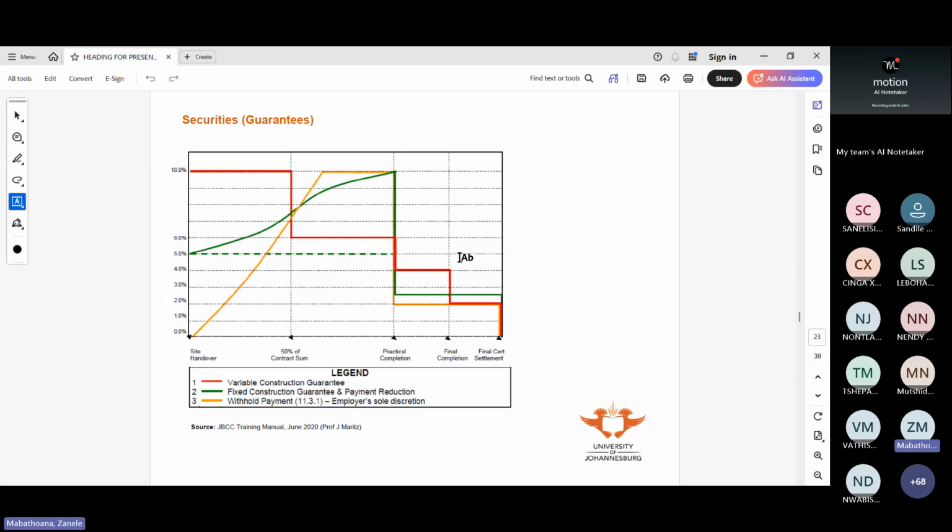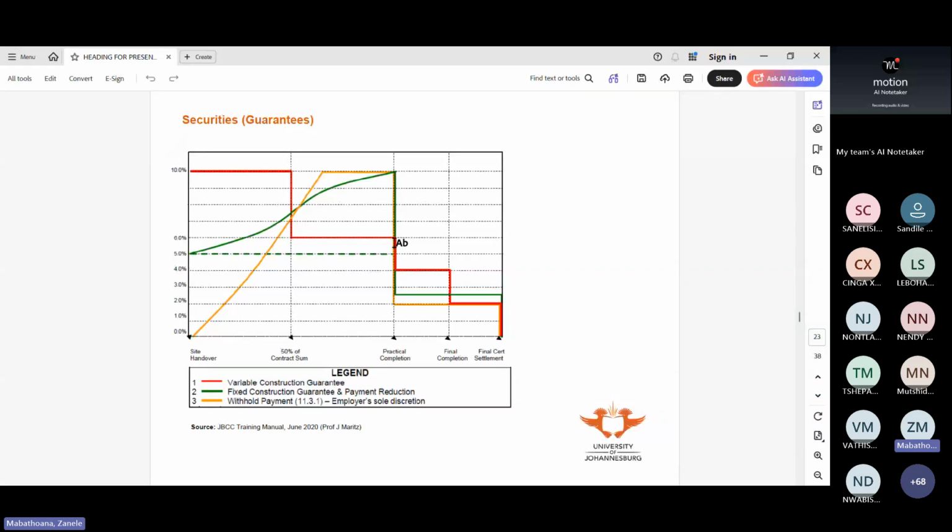So here, Professor Marit made this diagram to give us a picture of what it looks like. Nonhlanhla, your hand is noted. So there is your variable construction starting at 10%. So this would be like your construction or contract sum. And then these are your guarantees. So you have that at 10%. And then when you reach 50% of contract sum, the guarantee goes down to 6%, and it stays at 6% until practical completion.